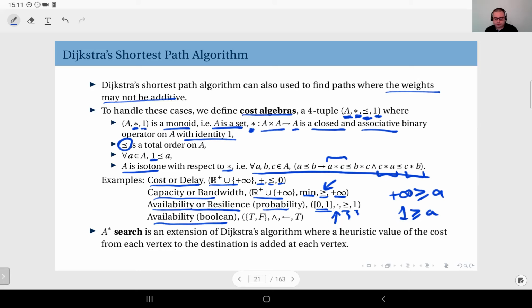And one final point is the A-star search algorithm. It's a famous algorithm, very widely used in artificial intelligence and robotics. It's the extension of Dijkstra's algorithm where you use a heuristic value for the cost from each vertex to the destination and add that cost to each vertex. So if you select this heuristic value to be 0, this algorithm boils down to Dijkstra's algorithm, but this is a more general algorithm than Dijkstra.